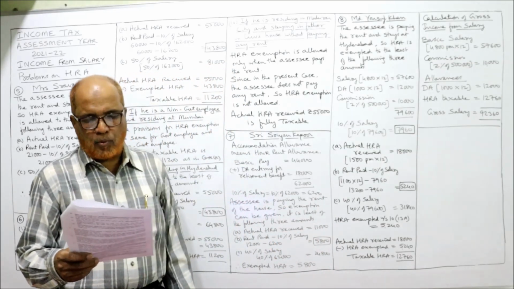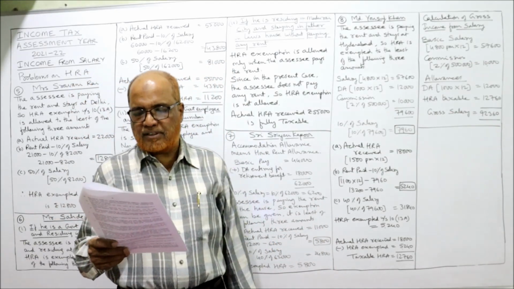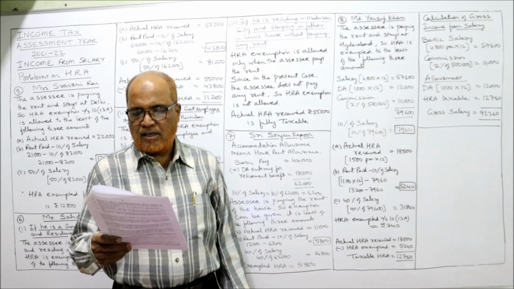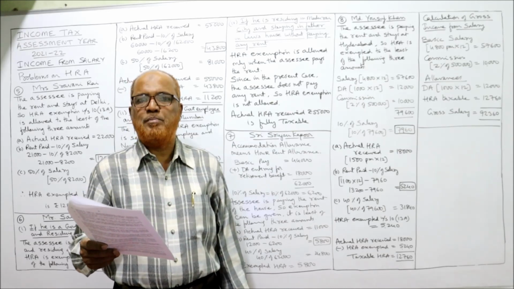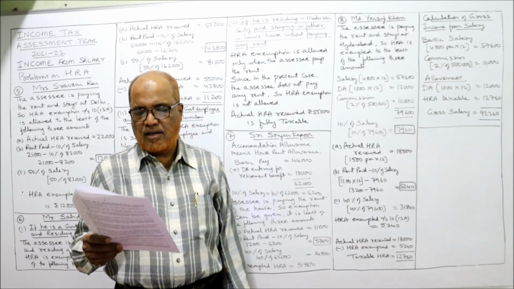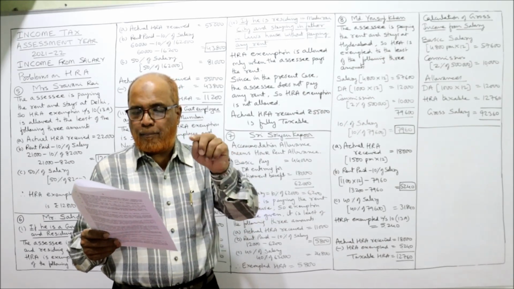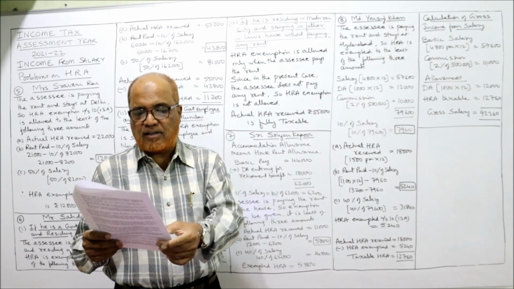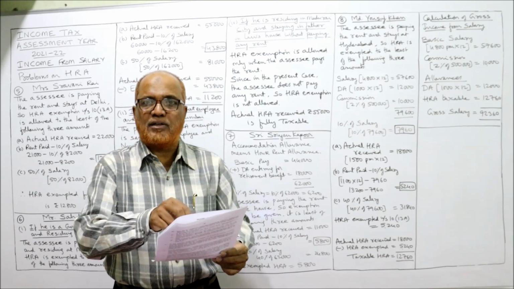Sri Srujan Kapoor is an employee of a limited company at Jamshedpur. He is in receipt of 44,000 as basic salary, 18,000 as dearness allowance, DA, forming part of salary for all retirement benefits. This is a new point.